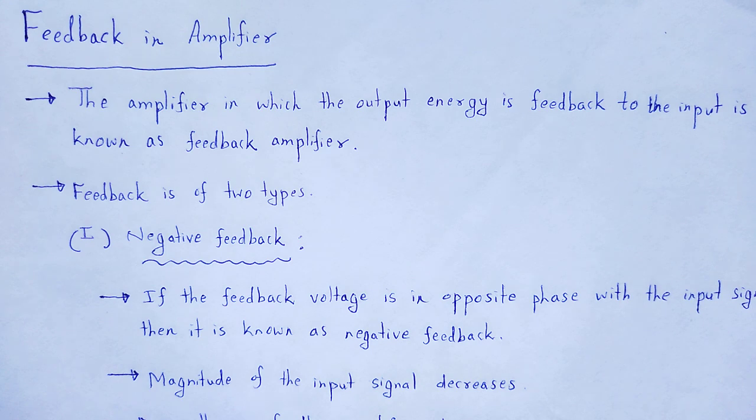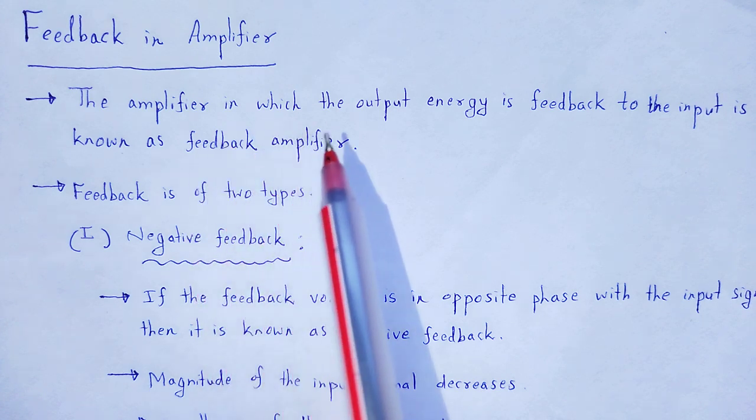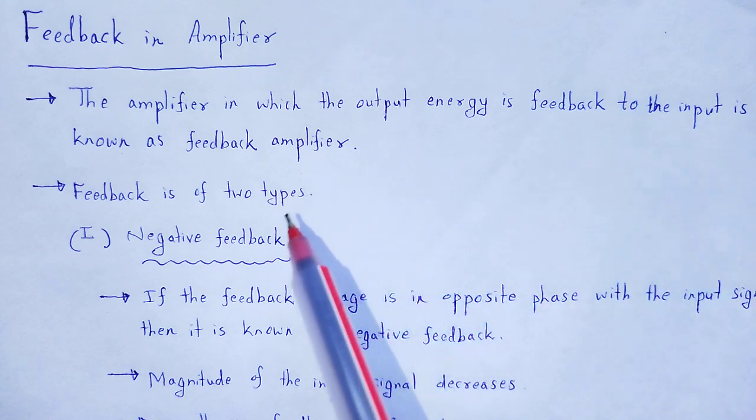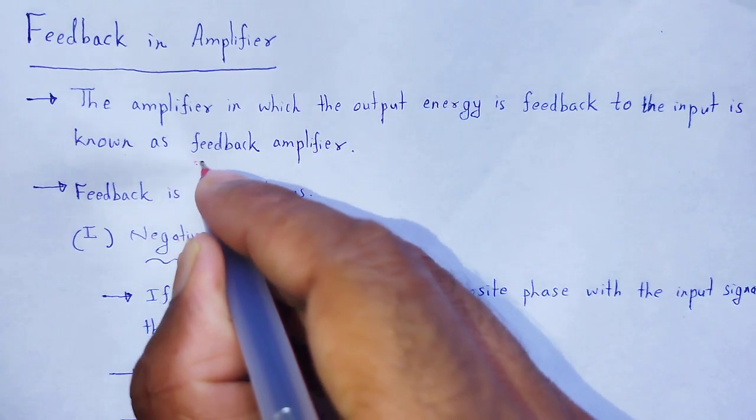Feedback: the process of transfer of energy from the output of a system to its input is known as feedback. If that process takes place in an amplifier, then we call it a feedback amplifier. The amplifier in which the output energy is fed back to the input is known as a feedback amplifier.